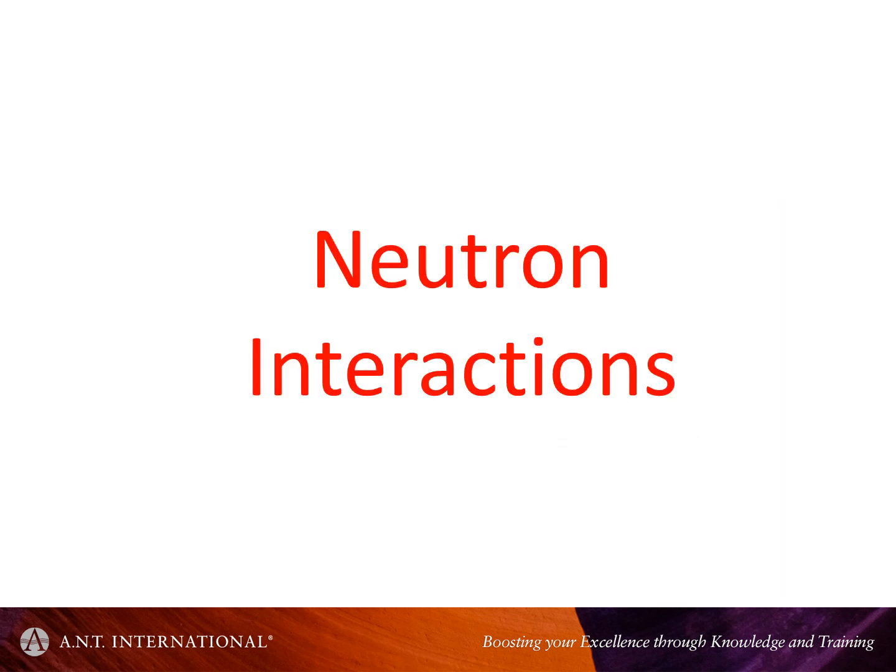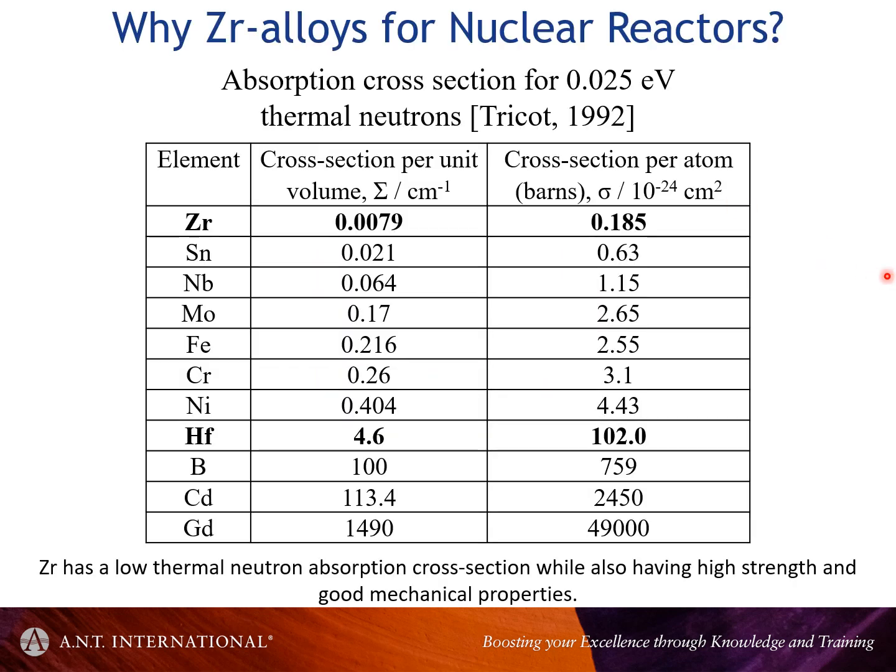So let's talk about neutron interactions, not just the thermal neutrons. Zirconium is used in nuclear reactors primarily because it has a very low thermal neutron absorption cross-section. In a nuclear reactor, of course, we want as many thermal neutrons around as possible. We don't want to be absorbing them, and we want to maintain the fission reaction, especially if one is talking about reactors operating with natural uranium fuel, non-enriched fuel.